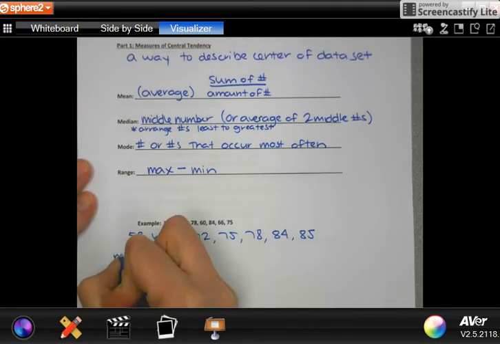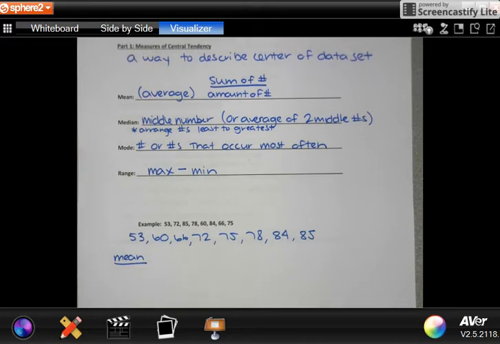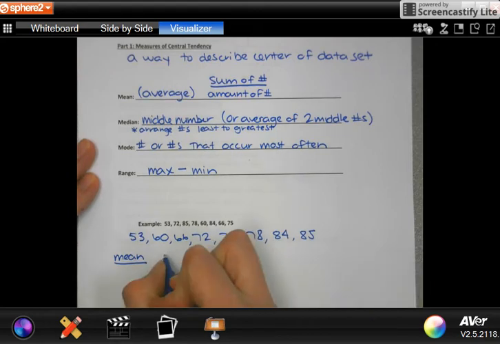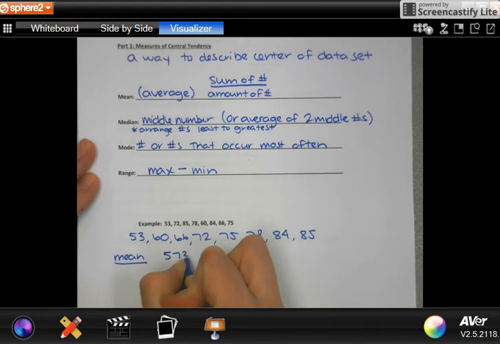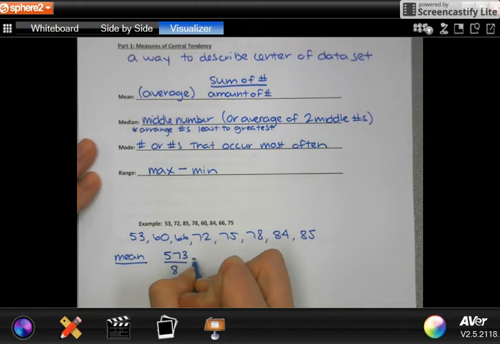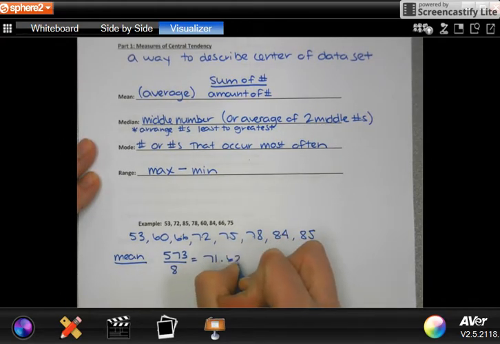So to find the mean, you would just add up all of those numbers. So I'm just going to punch it into my calculator. I've already done that. So I already know that when I add all of those numbers up together, I get 573. And then I'm going to divide it by how many numbers? 1, 2, 3, 4, 5, 6, 7, 8. So the mean or the average is 71.625.